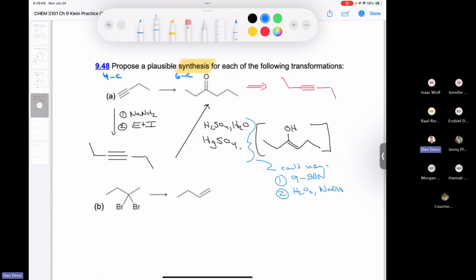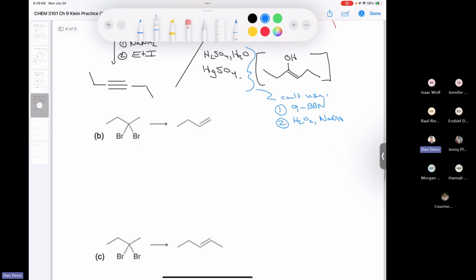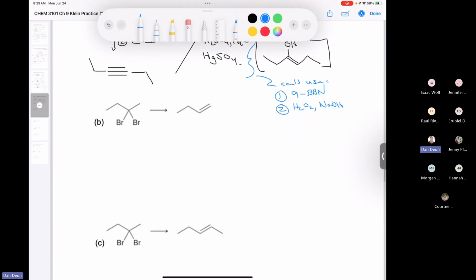Okay. All right, next one, we have another change in the carbon skeleton. Sorry, I kind of took up a bunch of the real estate here. We'll just kind of, there we go. All right, so we're starting with 4 carbons, and we end up with 4 carbons. So 4 carbons and 4 carbons.